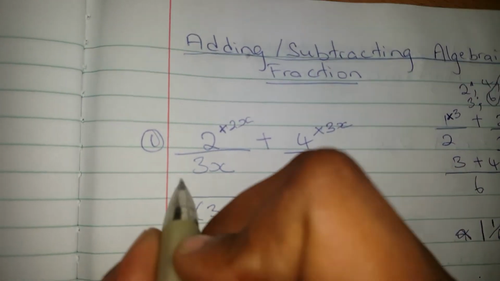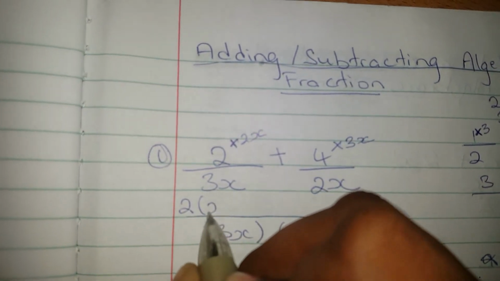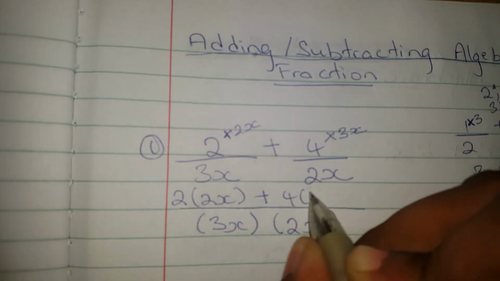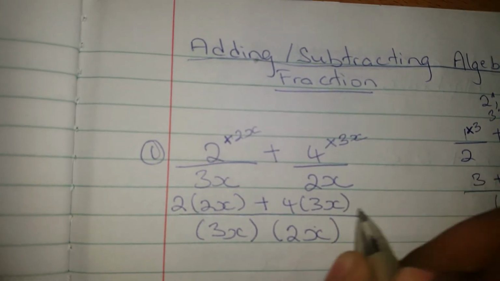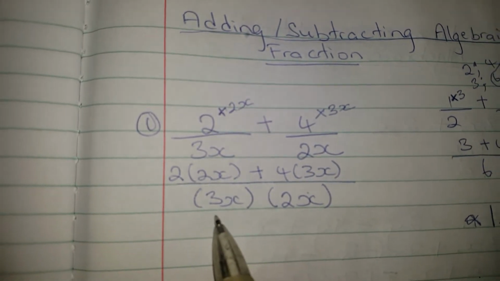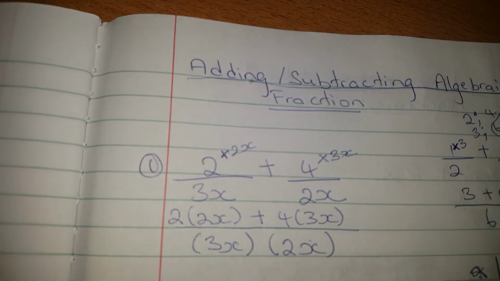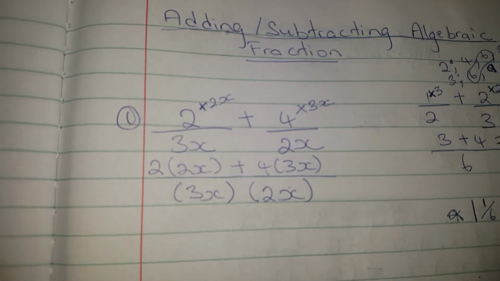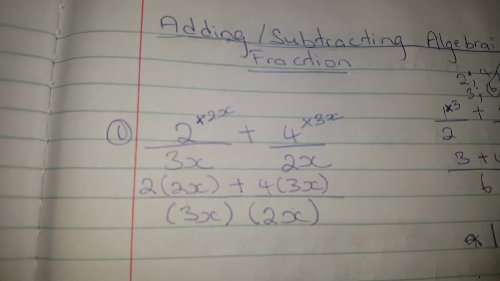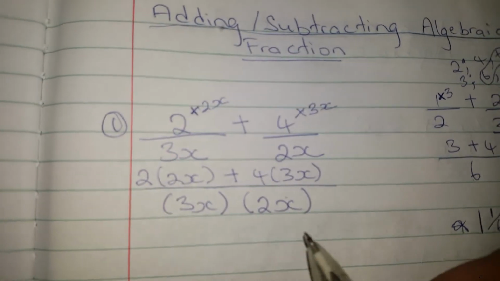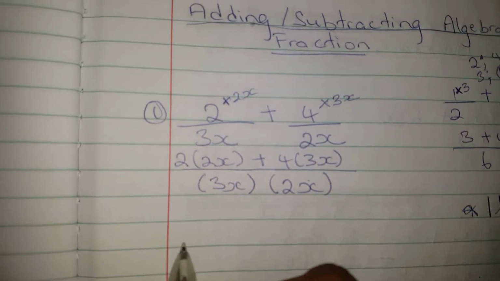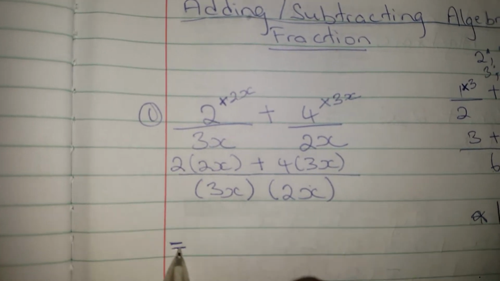So now we have 2 being multiplied by 2x and our 4 being multiplied by 3x. Do keep in mind that we are not going to expand our denominator. We're going to leave it as is so that we maintain originality. The only thing that we might expand is the numerator part. Alright, so we can go to the next line.